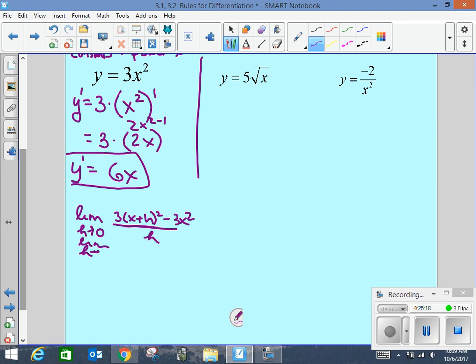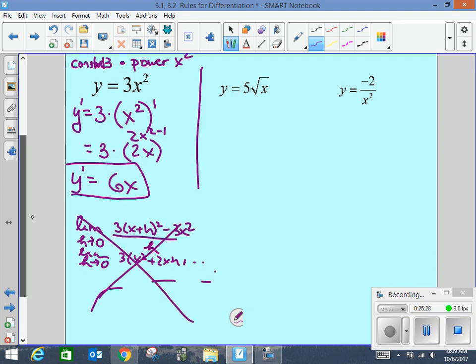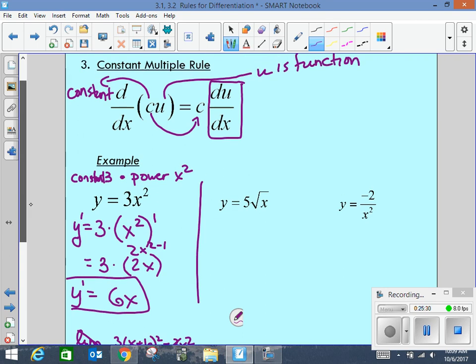It would be considerably longer. 3x squared plus 2xh, and so on. Okay? So we're not doing that anymore. We're doing the shortcut. Now, the constant multiple rule is not when the constant is by itself. If the constant's by itself, it's 0. But when it's multiplied by something, we just hold on with the multiplication until we're done with the other part of the derivative. Be careful that you don't get those two confused.